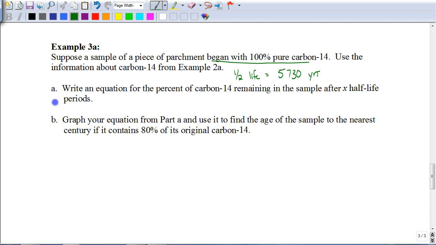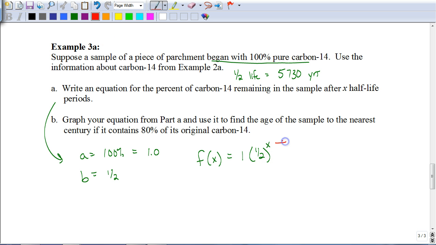So in this case, our initial amount is going to be 100%. Well, we don't use percents. We always change them to a decimal, so 1.0 or just 1. Your growth factor is still going to be 1/2. So our equation would be f of x equals the initial amount, which is 1, times 1/2 to the x power. Now it's important to understand that x represents the number of half-lives.